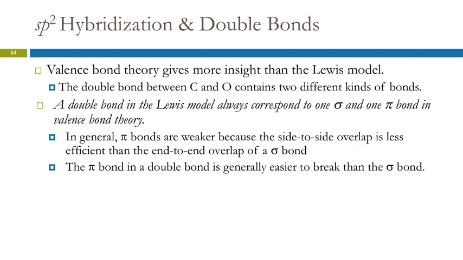So valence bond theory gives us more insight than the Lewis model does. Valence bond theory tells us that the double bond between the carbon and the oxygen is actually two different kinds of bonds. It's not two identical bonds. And what we observe is that pi bonds are weaker than sigma bonds because the overlap is not as good. Right? It's a side-to-side overlap. It's less efficient than the end-to-end. And those pi bonds are easier to break. So if you're going to break a bond, one of those double bonds will break first, and it will be the pi bond because it's weaker.